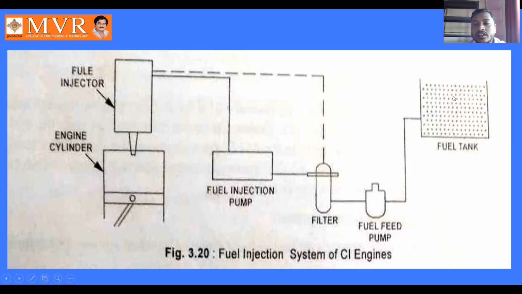See here, by using different trucks or cars, we unload the fuel from different areas into the fuel tank. From the fuel tank it directly enters the fuel feed pump, where this feed pump is used to feed the fuel into the filter. In the filter, the dust particles are filtered out, and the impurities in the diesel fuel are cleaned.